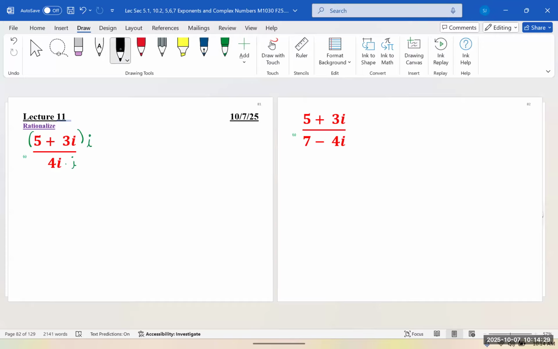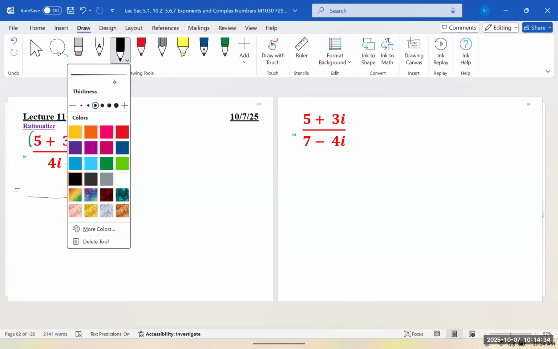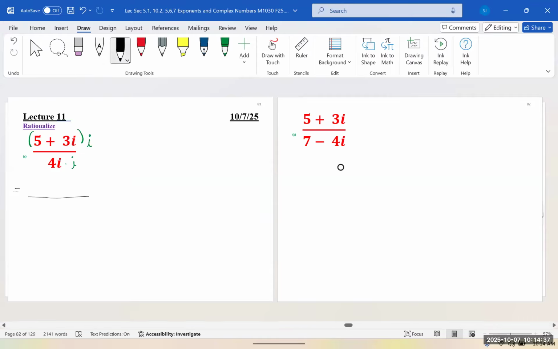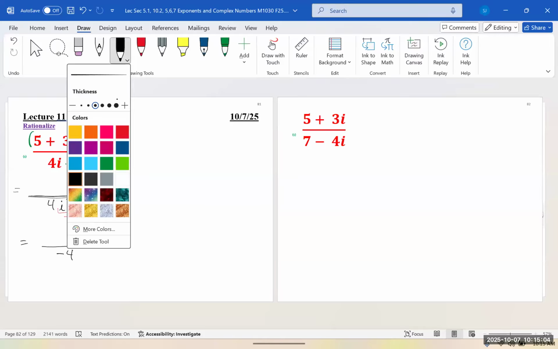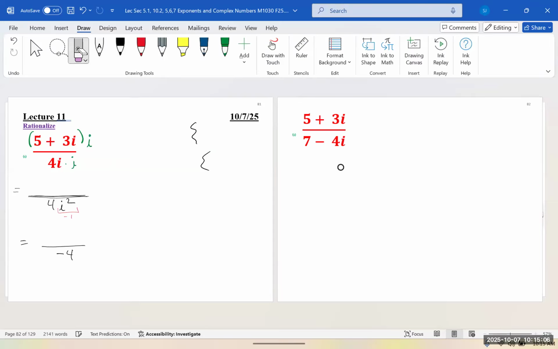Since we multiplied, it's 2. So what do we have now in the denominator? 4i times i is 4i squared. But what is i squared? So what is 4 times -1? -4. And now you're happy because -4 is a real number. We don't have to worry about that. Well, it's too dark. I mean, too light. I should make it darker.